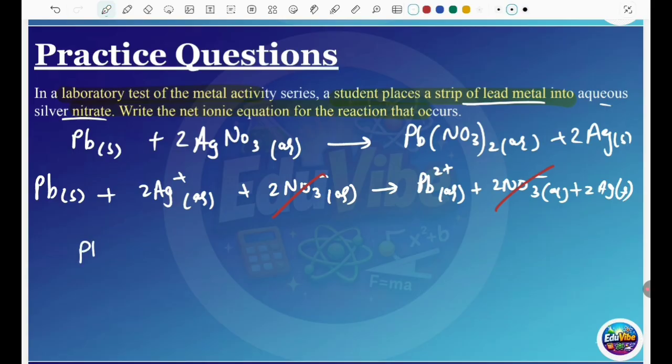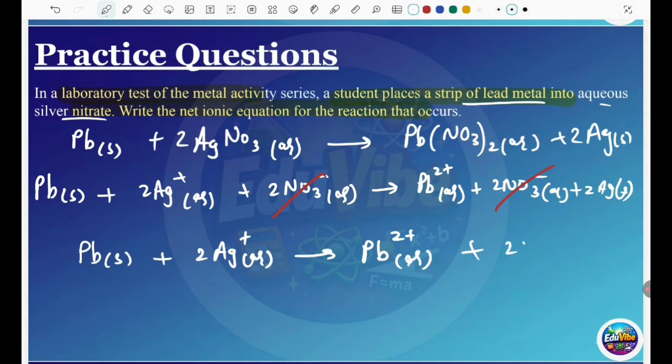So for the net ionic, we have Pb solid plus 2 Ag positive aqueous, which will give you Pb2 plus aqueous plus 2 Ag solid, and this will become your net ionic equation. So there's only one spectator ion in this. So that's how the net ionic works.